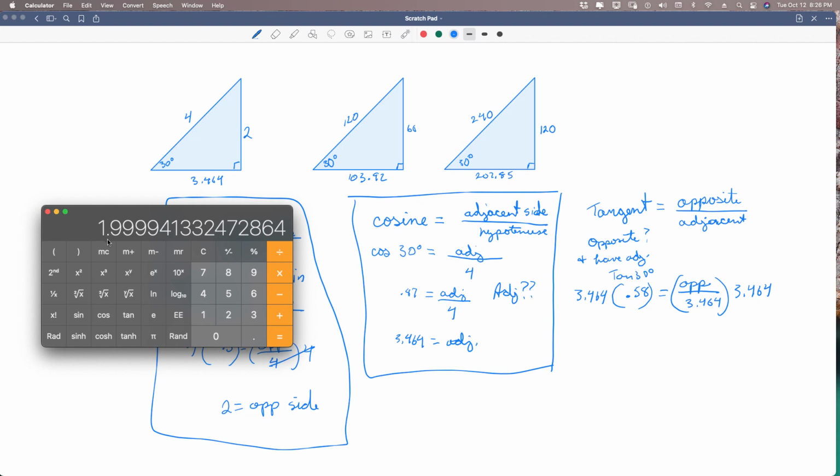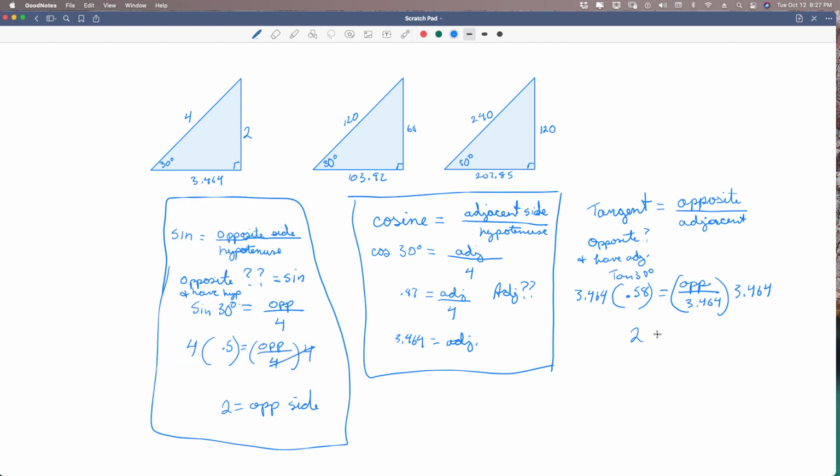1.99999 rounds up to 2. Isn't this 2? It is. And if I had said 0.58 like I had written down times 3.464, I would have gotten 2, right? You see how rounding that up, it would look like a 2. Rounding the other up would look like a 2 as well. So that would be the answer I would put. I would round it to 2. So that's how you would find the opposite side. So that would be 2 equals the opposite side.